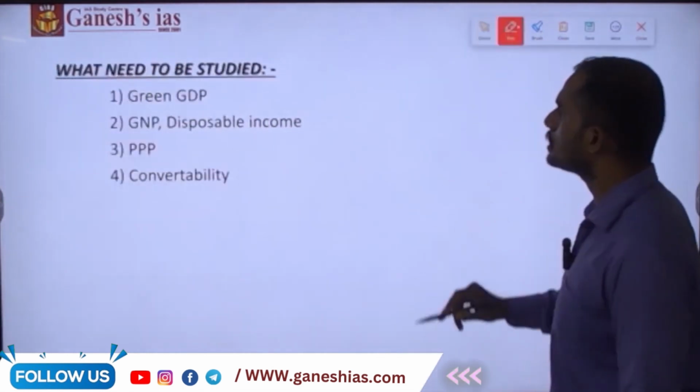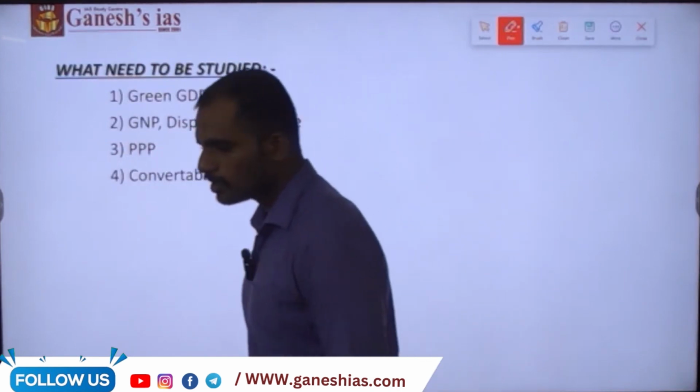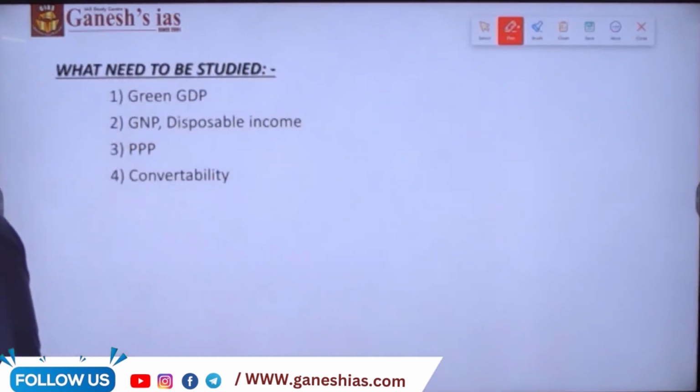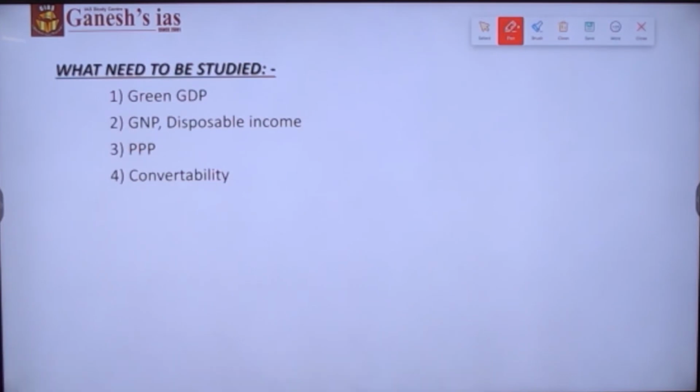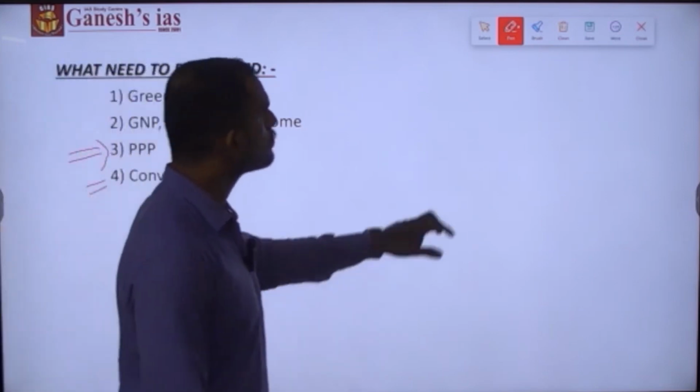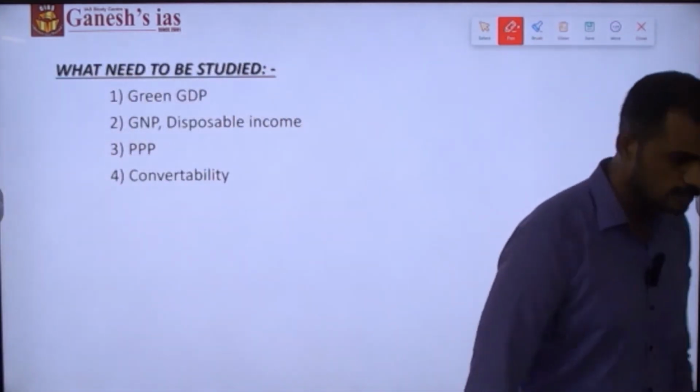So what needs to be studied is, first, we should know what green GDP is. Second, we should know what GNP is as well as what disposable income is, and what all the constituents of GNP as well as disposable income are. Thirdly, we should know about purchasing power parity and then convertibility. So these are all the other areas which we need to be aware of.